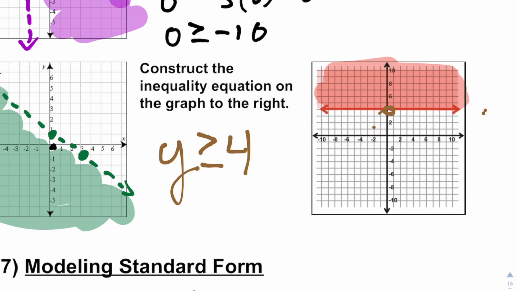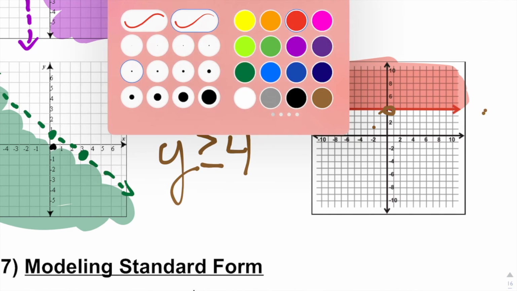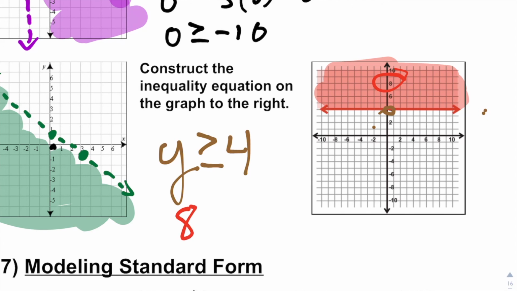And then you could always check that by just plugging in a value. So let's say 8, and I can plug in 8, and 8 is definitely greater than or equal to 4.